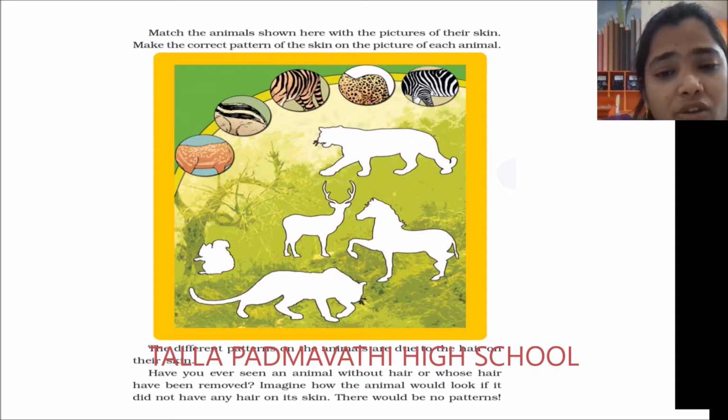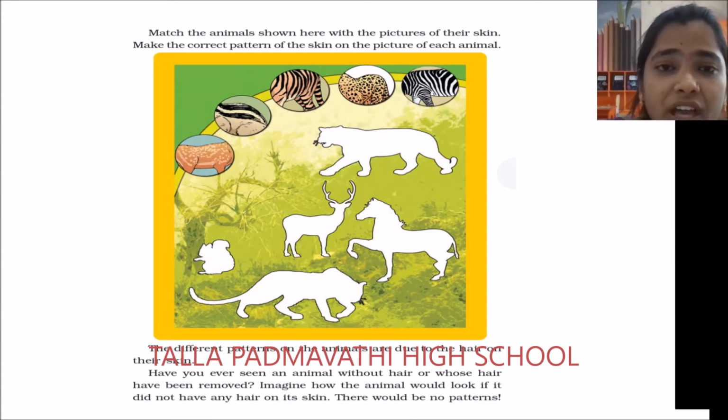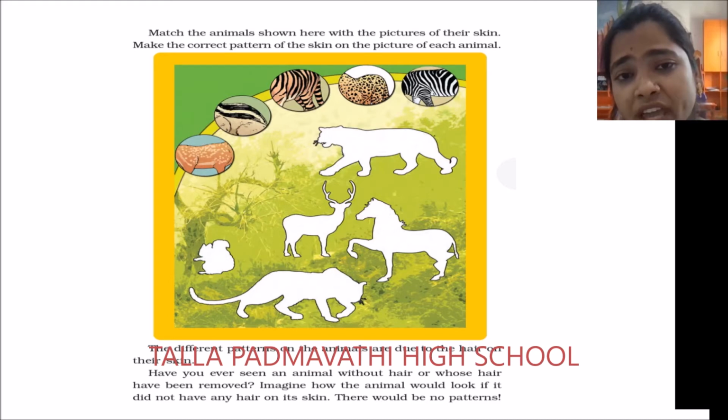The different patterns on the animals are due to hairs on their skin. Have you ever seen an animal without hair or whose hair has been removed? Imagine how the animals would look if they did not have any hair on their skin. There would be no pattern. So the skins which are present over here we are identifying because these are the hair structure of an animal. The animal is not having those hairs. The body structure only we can identify. The skin does not have any pattern.